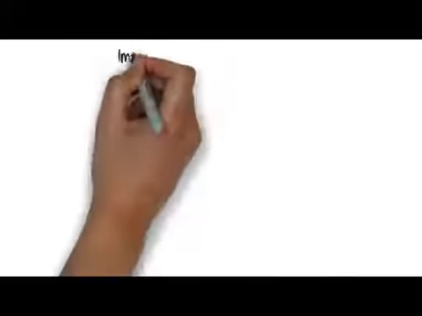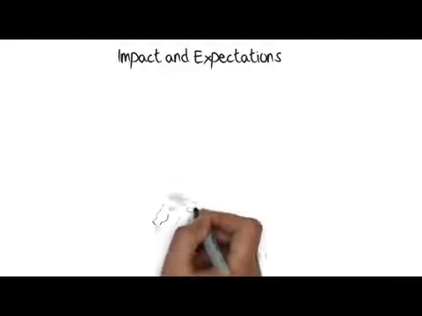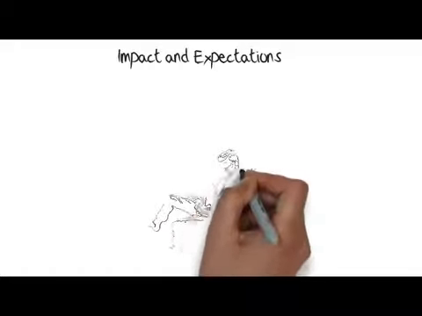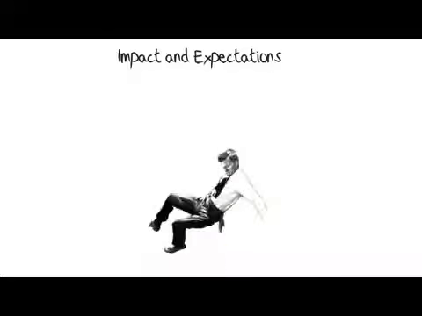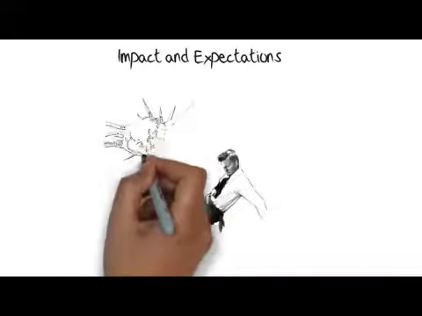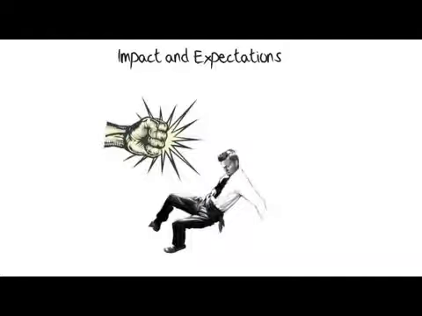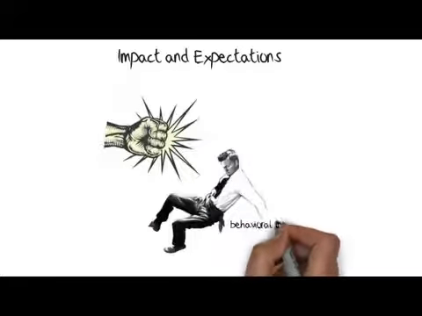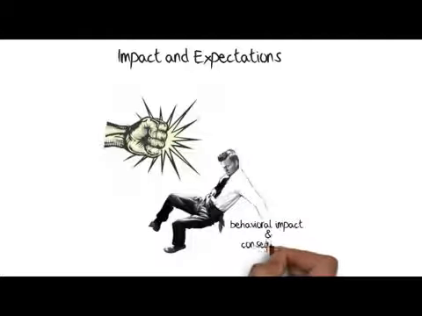The second part of the process is called impact. You want to describe the impact of the behavior that you observed, and you want to describe the impact on you or on your team members or on your customers. And describing the impact is a very powerful part of the process because it helps the team member understand the consequences of his or her behavior.